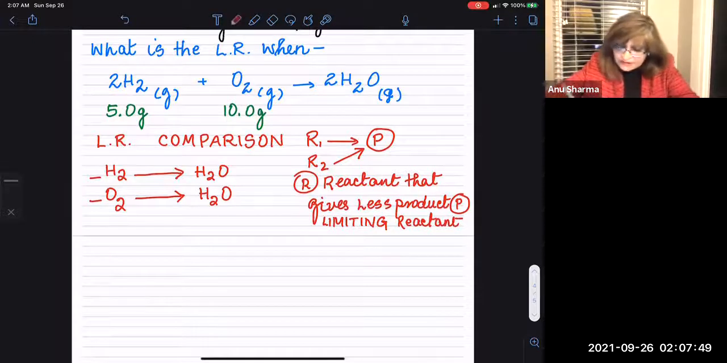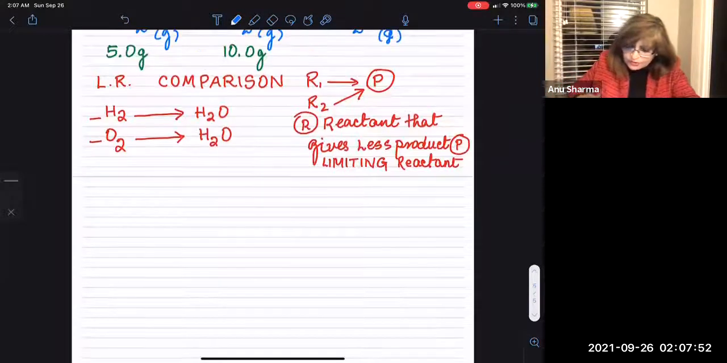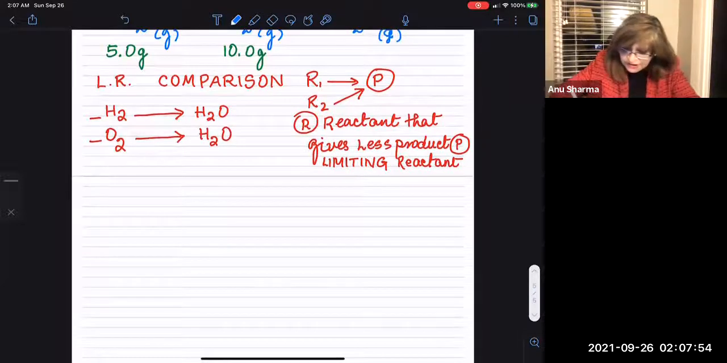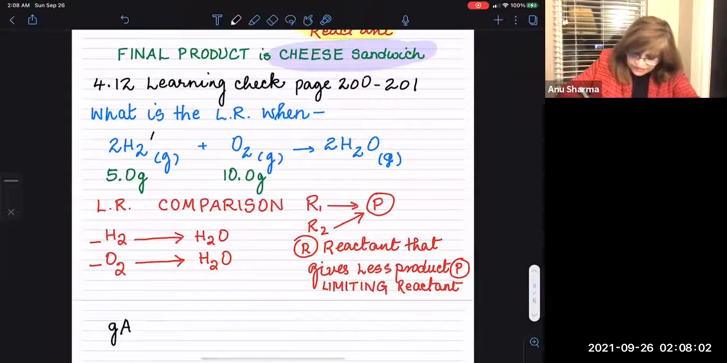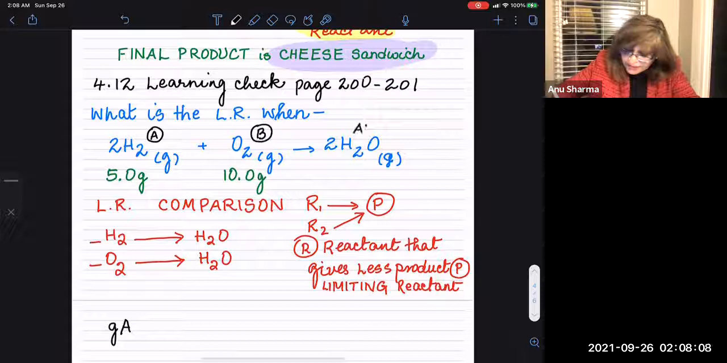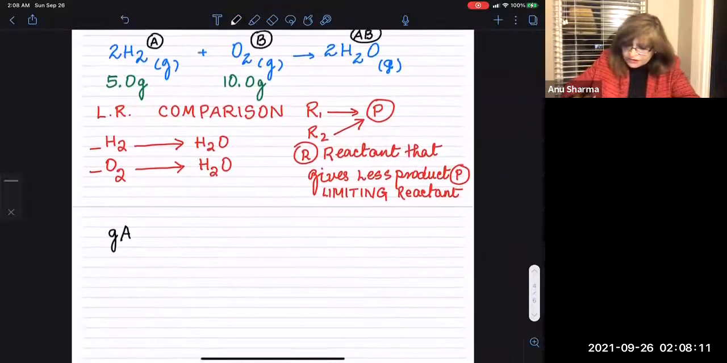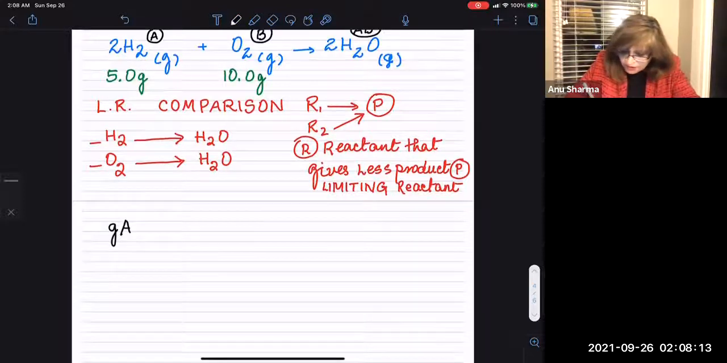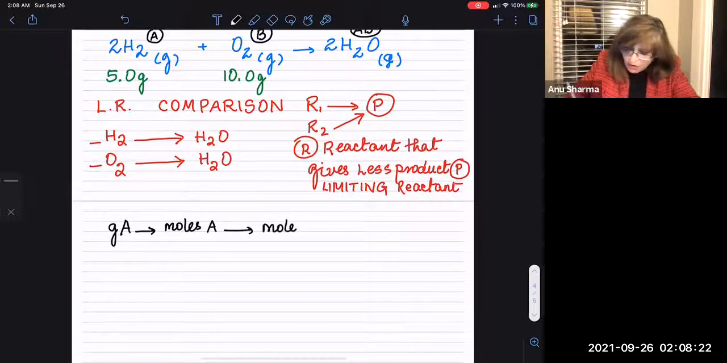Okay, now let's do this. As usual, the strategy that you will use is you're going to take the grams of reactant A. So this is A, this is B, and this is giving you AB. First, reactant A, convert that to moles of A, then the mole to mole ratio of AB over the moles of A.